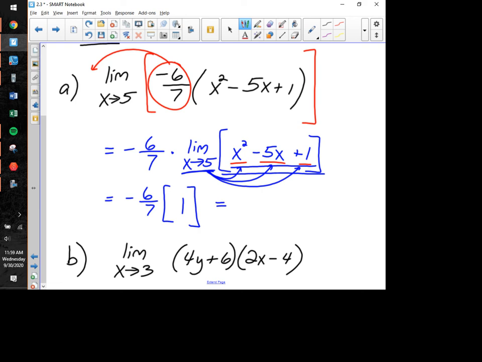Now, we take this constant value of negative 6/7, we multiply it by the limit of that function as x approaches 5, which is 1, and we just end up with an answer then, guys, of negative 6/7.